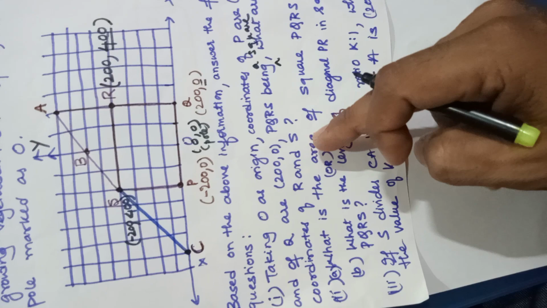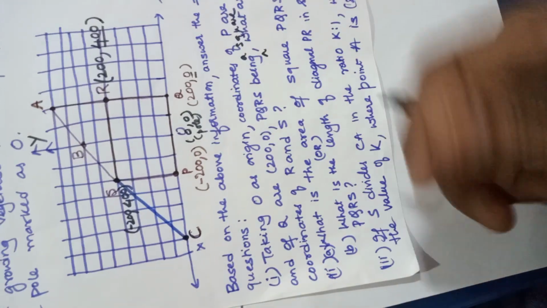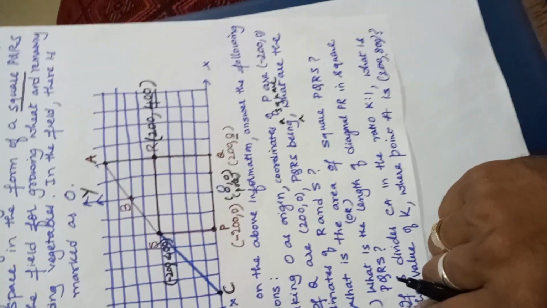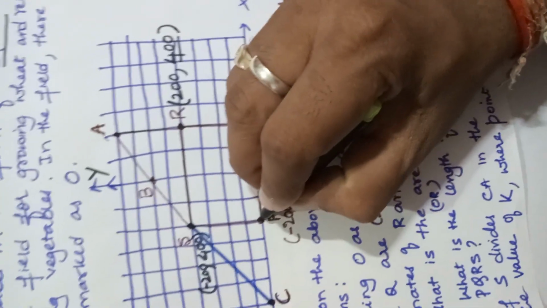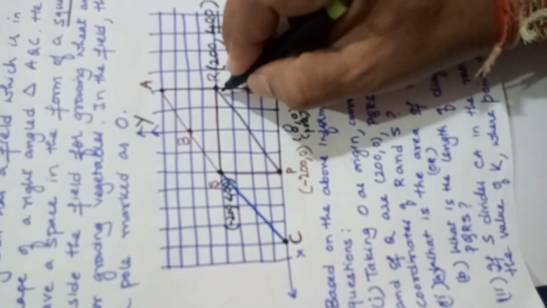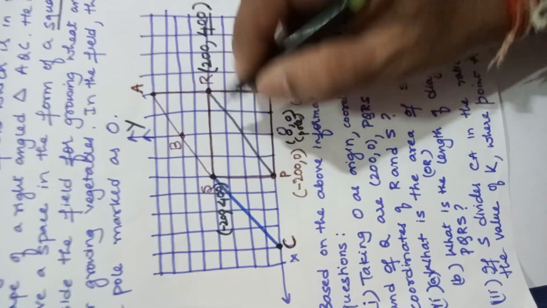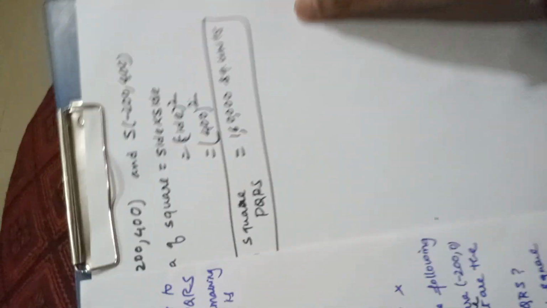In exam you can either answer this or this, whichever you find easier. Now coming back to this question, what is the length of diagonal PR in square PQRS? So PR, it is clear that this PR is a diagonal. So we need to find out what is its length.